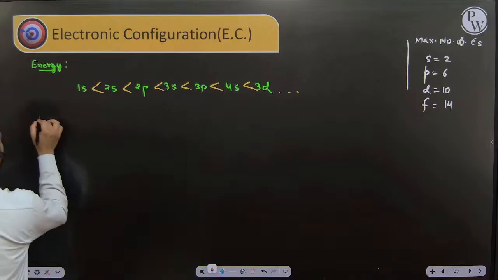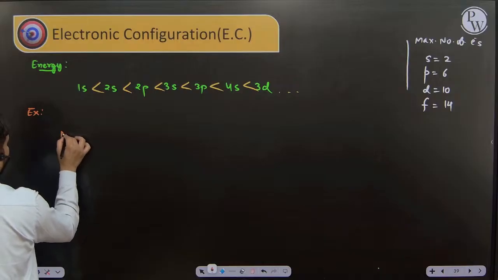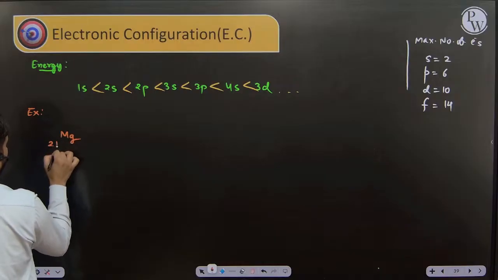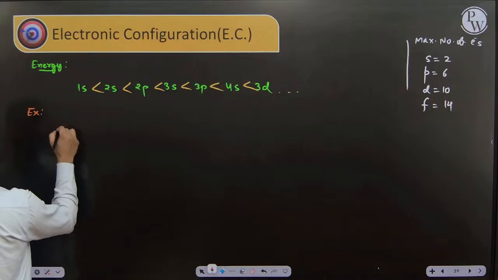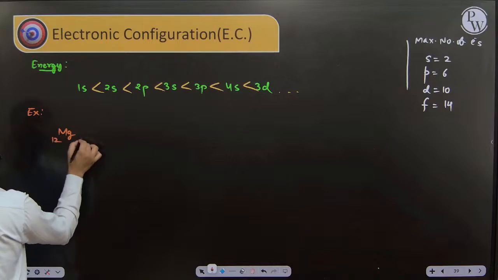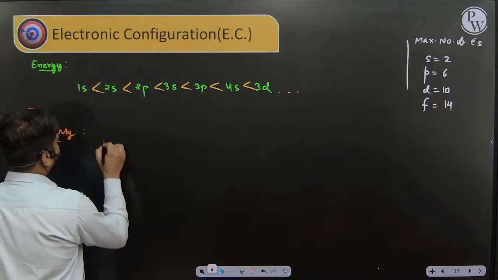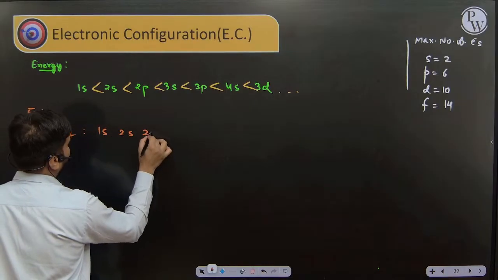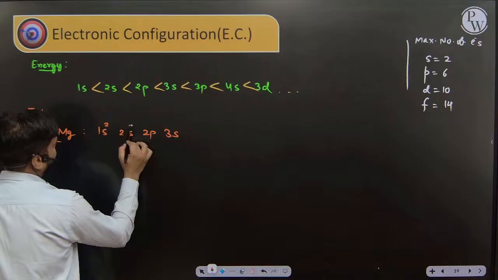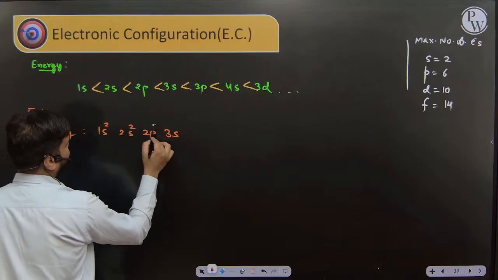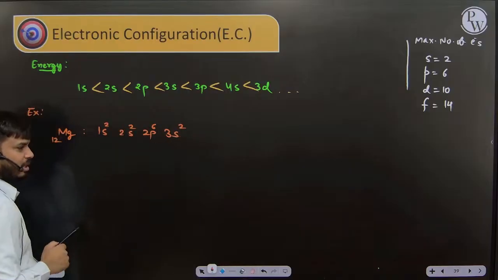So let's take the example. Suppose I want to write down the electronic configuration for magnesium. Atomic number is 12. So we have to fill the 12 electrons. So 1s, 2s, 2p, 3s. In the 1s, maximum 2 electrons. In the 2s, maximum 2 electrons. In the 2p, maximum 6 electrons. So 10 electrons, and now we can fill the 2 electrons in the 3s.